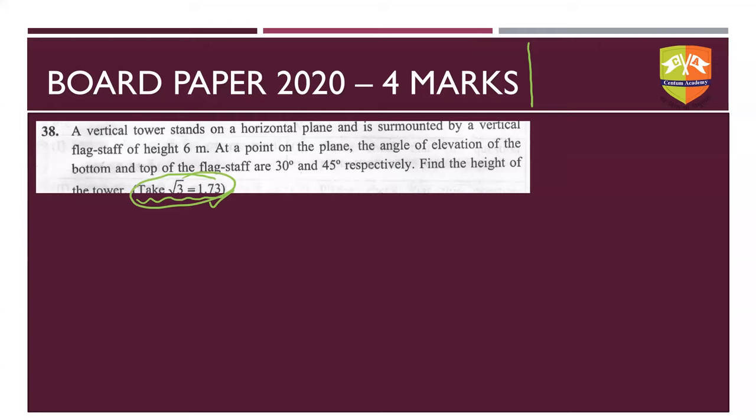Okay, chalo. Do it. A vertical tower stands on a horizontal plane and is surmounted by a vertical flagstaff of height 6 meters. At a point on the plane, the angles of elevation of the bottom and top of the flagstaff are 30 and 45. Find the height of the tower. This is a third category question. So you saw a river, there is a point between it. Then you saw the typical height and distance question where on one side of a building there are two angles of elevation. This is the third one. Something like a flagstaff over a building. This is actual board paper last year.